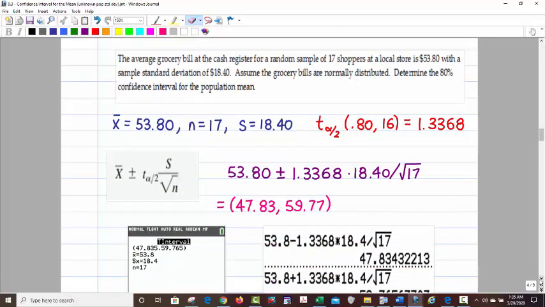Okay. Average grocery bill at the cash register, sample of 17 shoppers. The store's mean is 5380 with a standard deviation of 1840. Assume the grocery bills are normally distributed. That's our permission to use the t-distribution. Determine the 80% confidence interval for the population mean.